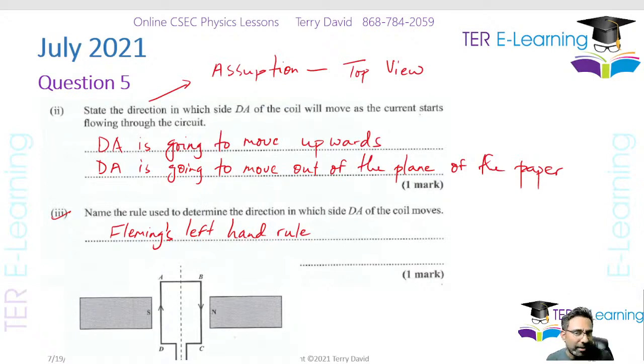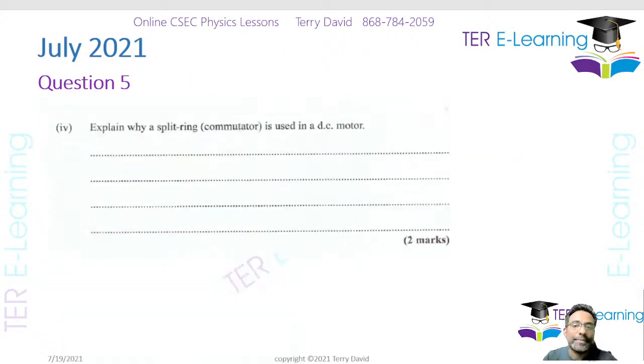I don't like how the diagram is. So if you say upwards, I would give you a mark. If you say coming out of the plane of the paper, I will also give you the mark there. But I don't know what CSEC is going to do. So where am I now? So 1 mark, 1 mark, that's it.